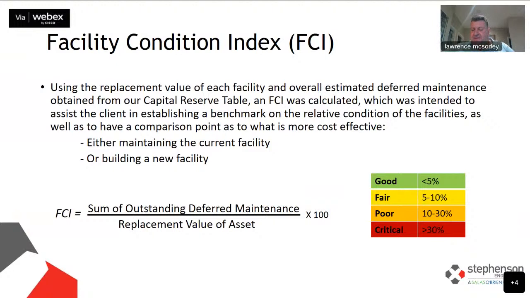Poor is when you've deferred enough items that it starts to add up. Critical is where you really start to think, how much investment do we want to make in this building, and is it old? Does it make sense anymore as far as its original program? So it's a ratio, and it's just a quick way of comparing buildings to each other. There's a lot of variables to this, but this is keeping it pretty simple. The next slide.